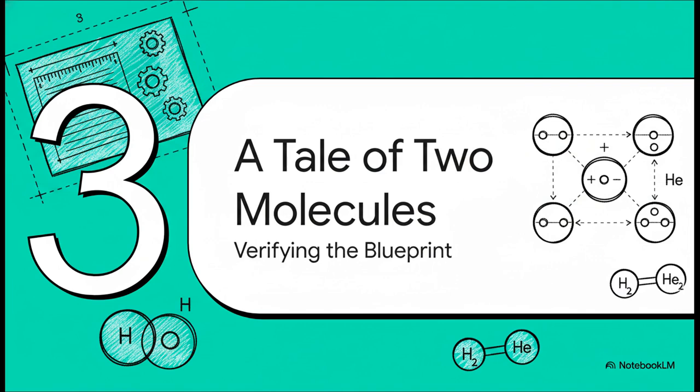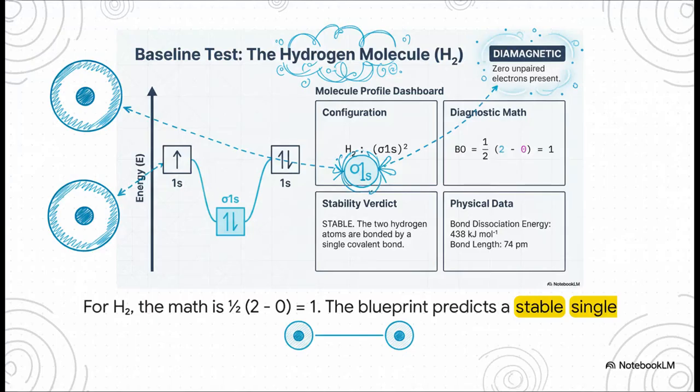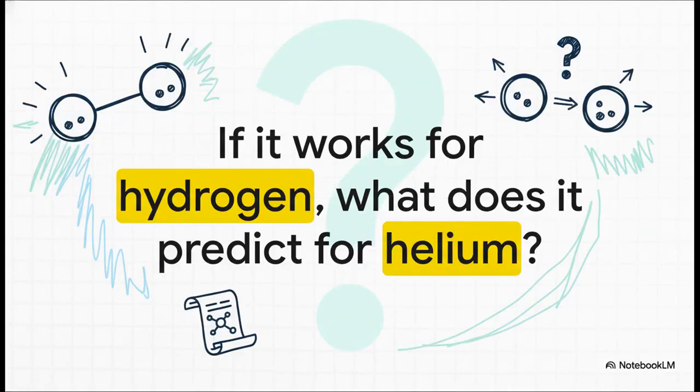A blueprint is totally useless if it doesn't work in the real world, right? So let's test drive our new diagnostic engine on the two simplest molecules you can possibly imagine, hydrogen and helium. Let's start with a hydrogen molecule, H2. Each H atom has one electron. When they combine, both of those electrons can drop down into that comfy, low-energy sigma bonding orbital. So what do we have? We've got 2 bonding electrons and 0 anti-bonding electrons. We plug that into our formula. 1/2 of 2 minus 0, that equals 1. A bond order of 1 predicts a stable, single bond. And that's exactly what hydrogen has in real life. The blueprint works.